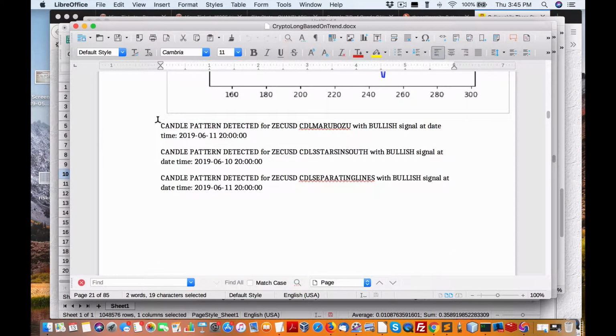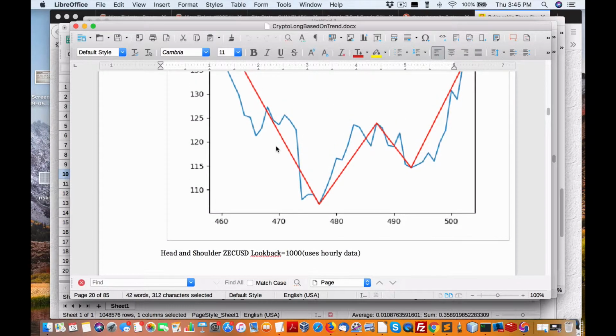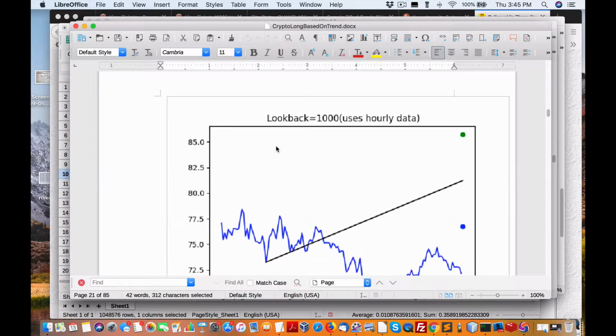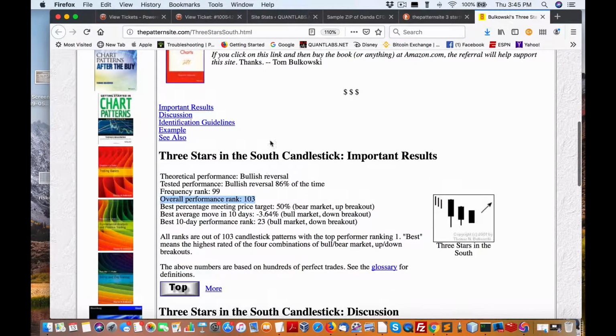But here's where it gets interesting. Sometimes you get all of these combined candles. So we got three bullish. So these can contradict this guy. And this is the confusing part. Which one do you go with? Well, one way to determine that is to look at, again, how reliable they are. So we have three bullish candles here: Marubozu, 3 Stars in South, and separating lines candles. So again, you can go to this pattern site, check it out if you want.